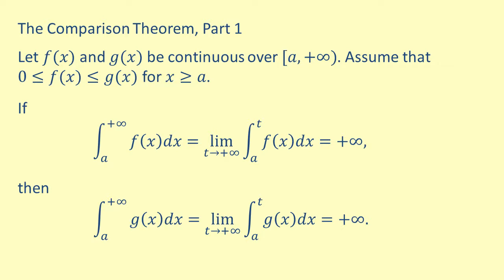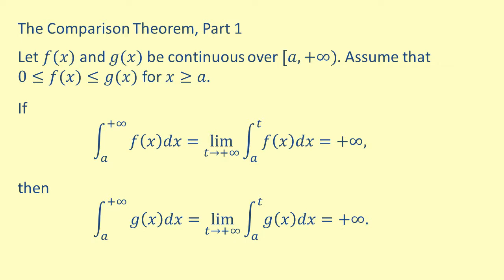The first case deals with divergence. To use the comparison test, we need to check to make sure some conditions are met. We need to have two continuous functions over the interval a to positive infinity, f of x and g of x, that satisfy the inequality 0 is less than or equal to f of x, which is less than or equal to g of x. This needs to be true for any x we choose that is greater than or equal to a. Once we check that these conditions are met, we can use the comparison test.